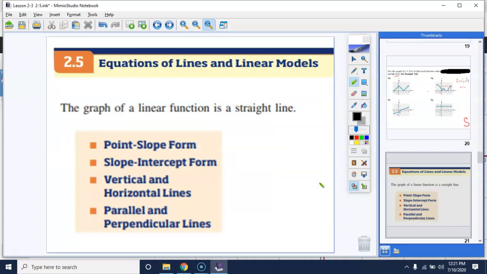So we are done with lesson 2-3. It's time to move on to the next lesson, 2-5: equation of lines and linear models.